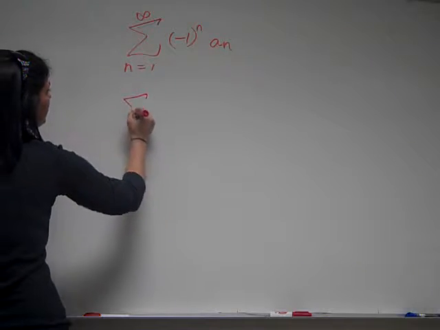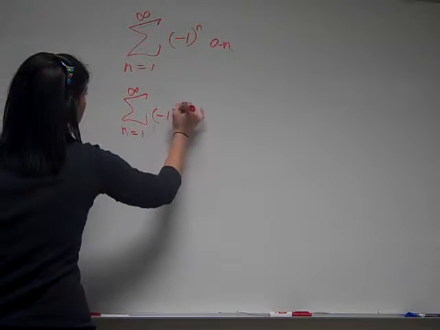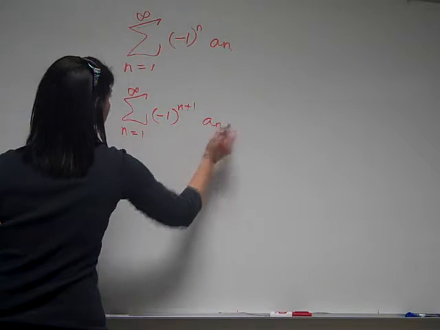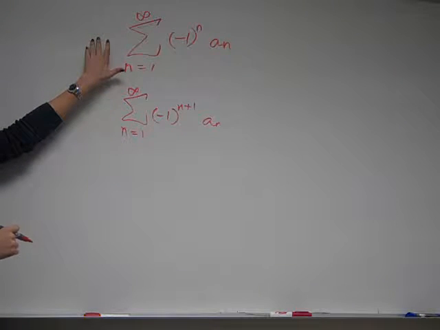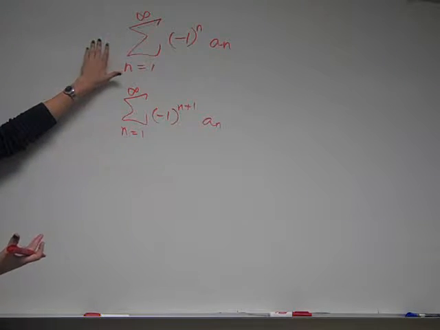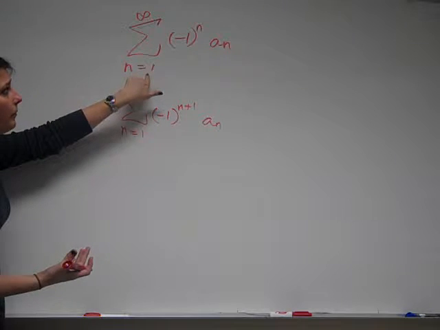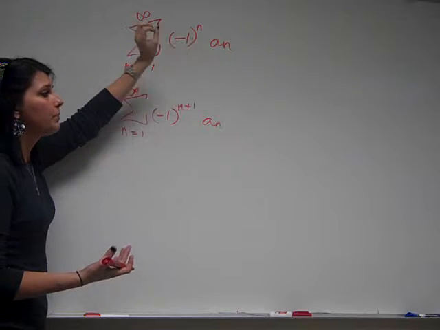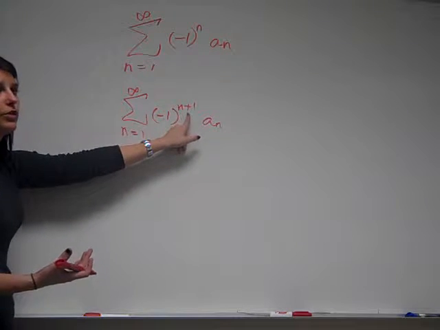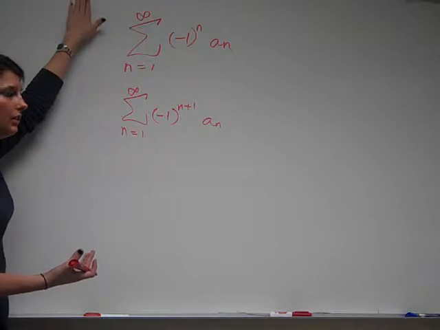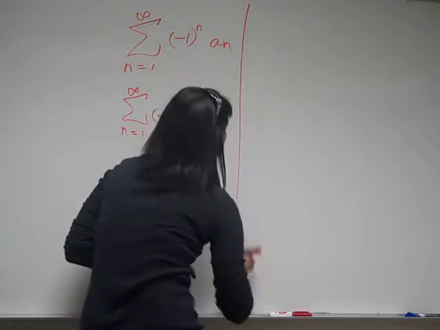We could also write it another way, which the only difference between these two is what? One starts with positive, one starts with negative. This one, when I plug in my first value for n, negative 1 to the first power is negative 1. This one, I'm adding 1 to it, so negative 1 squared. So my first term is positive. This first term is negative. So just a difference in notation.